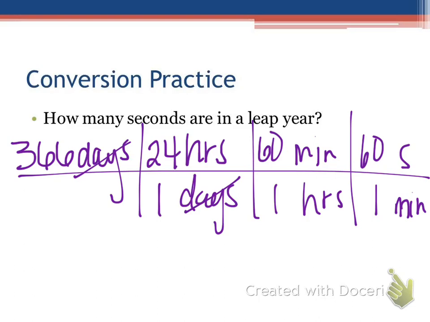Right? You could do all of these problems individually. You could take 366 times 24, get that answer. Times 60, get that answer. Times 60, get that, right? But the reason for the T-chart is we're going to put all of these conversions into one spot. So you only have to do the math one time. That's the goal. It's all over 1, so we really don't need to do any division on that bottom.